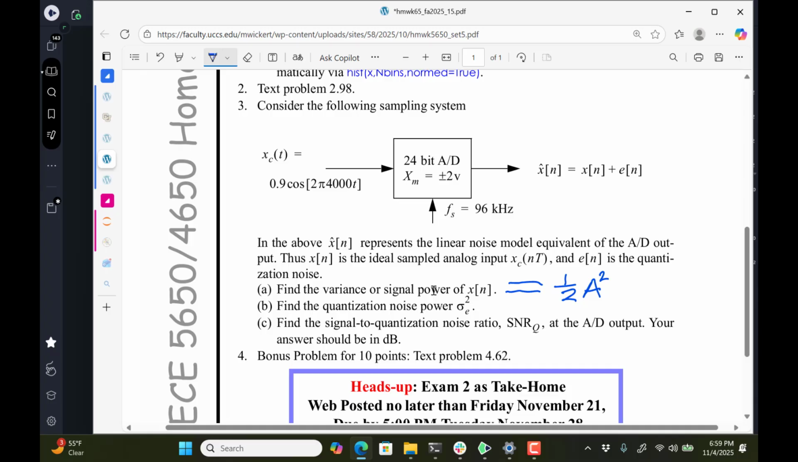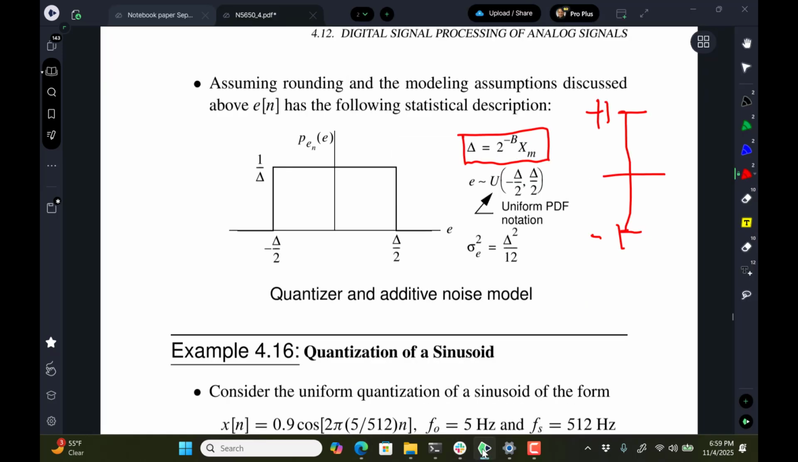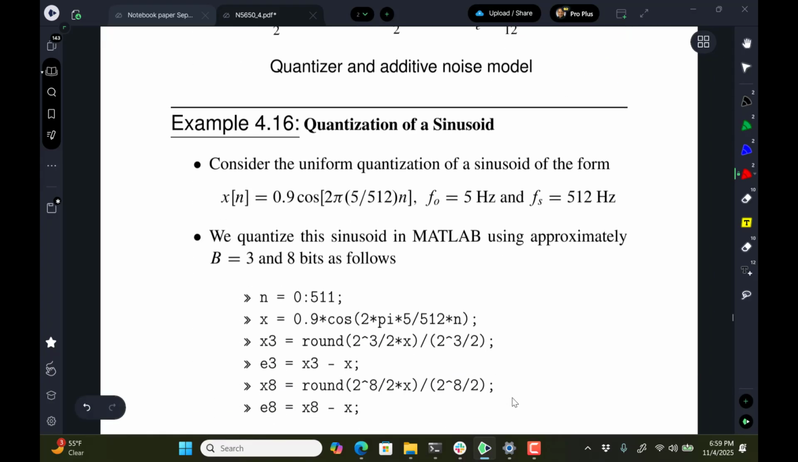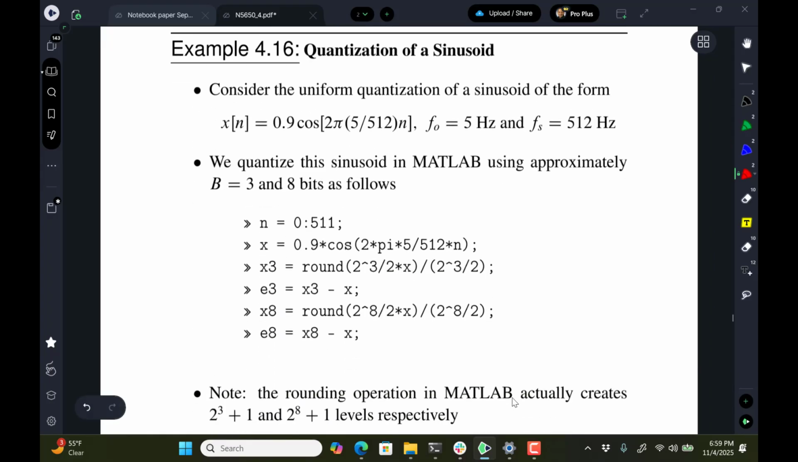So I'm going to jump back over to where we are in the notes. This is our quantization model, and here's a sinusoid model, very much like what's in that homework problem, but there are different parameters in there. So we have a 5 hertz sinusoid, we have a 512 hertz sampling rate, and I compared just a simulation with 3 and 8 bits, so that's 2 to the 3 amplitude levels and 2 to the 8, or 256, amplitude levels, with this simple rounding model. So this is a model in MATLAB.